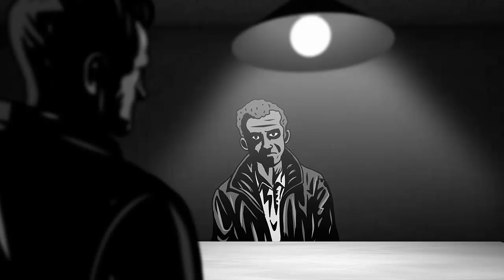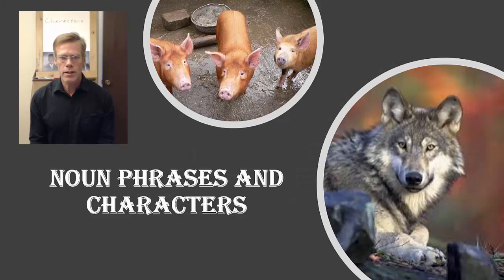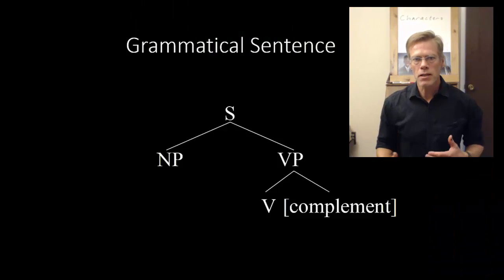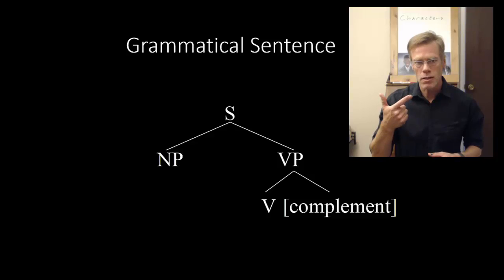It's about writing clearly. Noun phrases and characters. I've talked about this in a number of videos now, about what the basic grammatical sentence in English is. It consists of two parts. There's the noun phrase subject and the verb phrase predicate. And the verb phrase predicate consists of a verb plus whatever completes that verb.